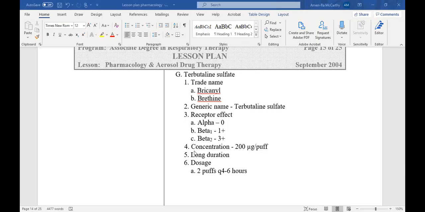So it's close to albuterol. Terbutaline sulfate is pretty close to albuterol. It just has a little less bronchodilation. Albuterol is 1 in 4, and terbutaline is 1 in 3.